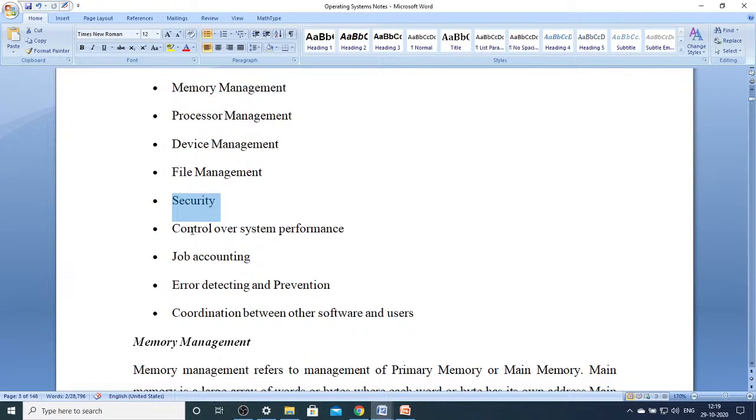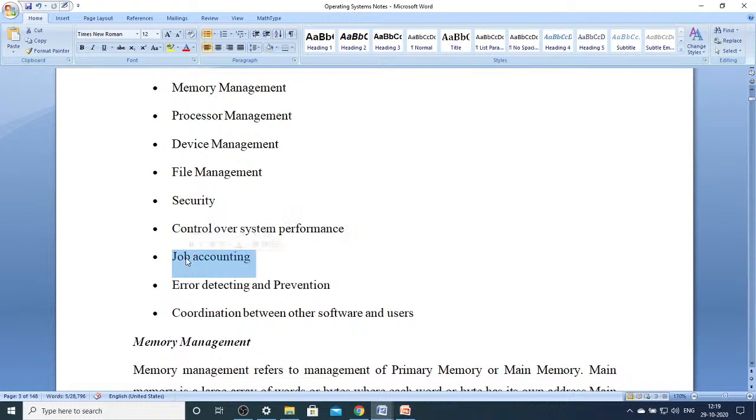Likewise, control over system performance. You need to take control in order to make sure that system performance will always be optimal. Accordingly, the operating system will take control.